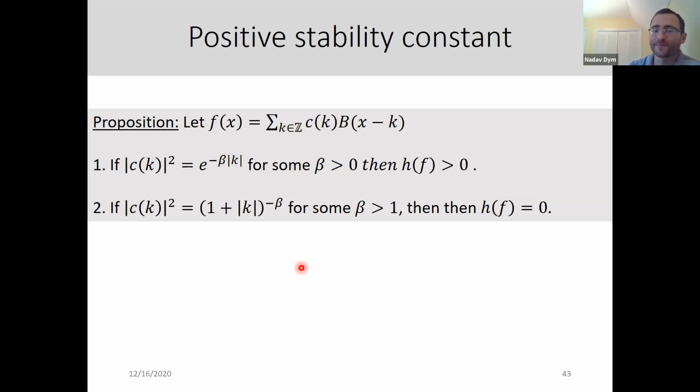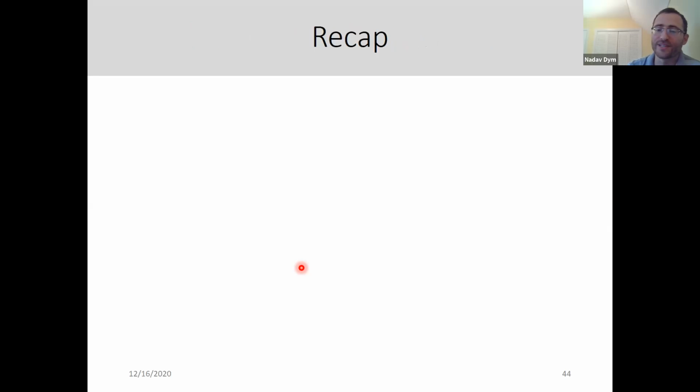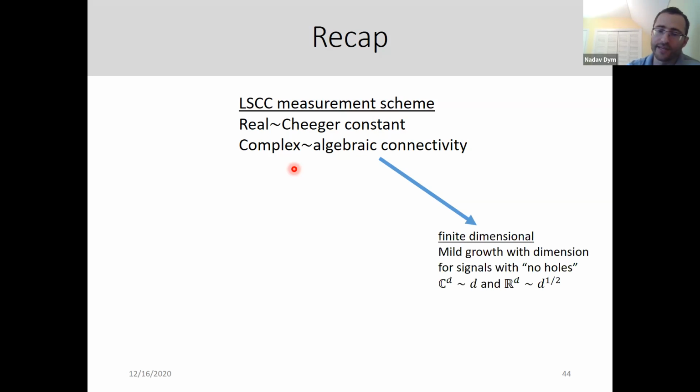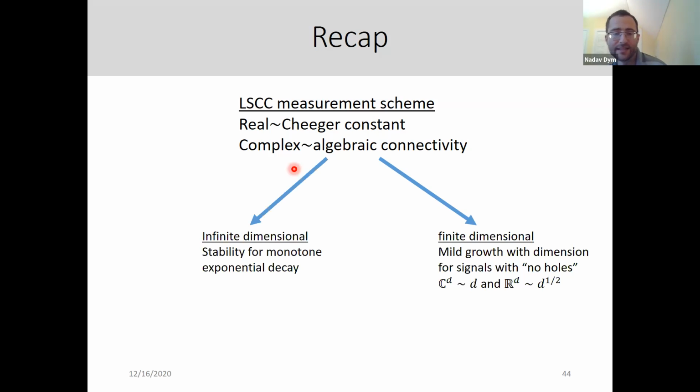Okay, so that's that. To recap, the results we saw were, in general, for an LCC measurement scheme, we have these inequalities which relate real stability to the Cheeger constant, and complex stability to algebraic connectivity. In finite dimensions, we showed that we have polynomial growth of the dimension for signals with no holes, and we can specifically say what that growth is. And in infinite dimensions, we have stability for monotone exponential decay, but often we don't.